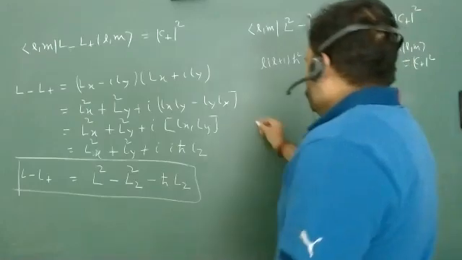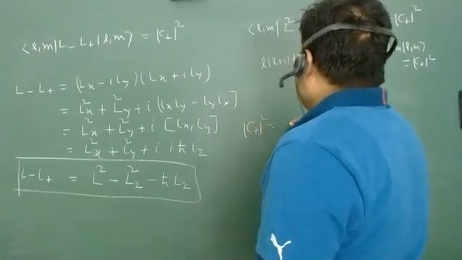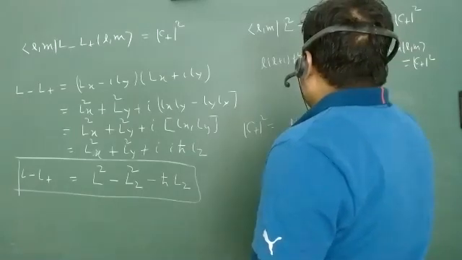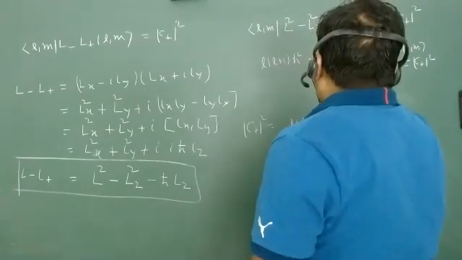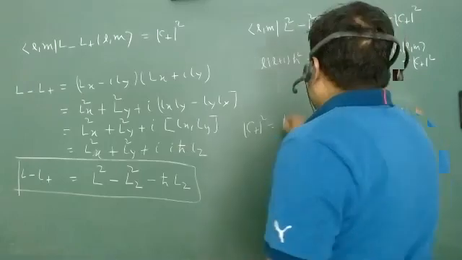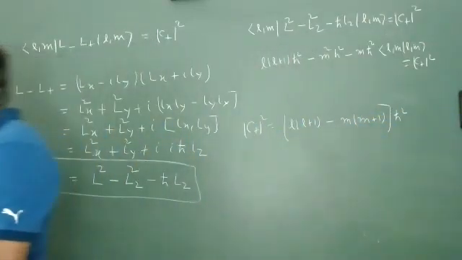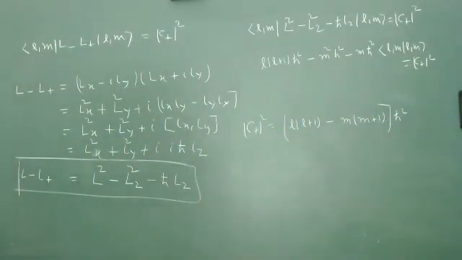So |C+|² can be written as [l(l+1) − m(m+1)]ħ². Isn't it? Are you agreed?